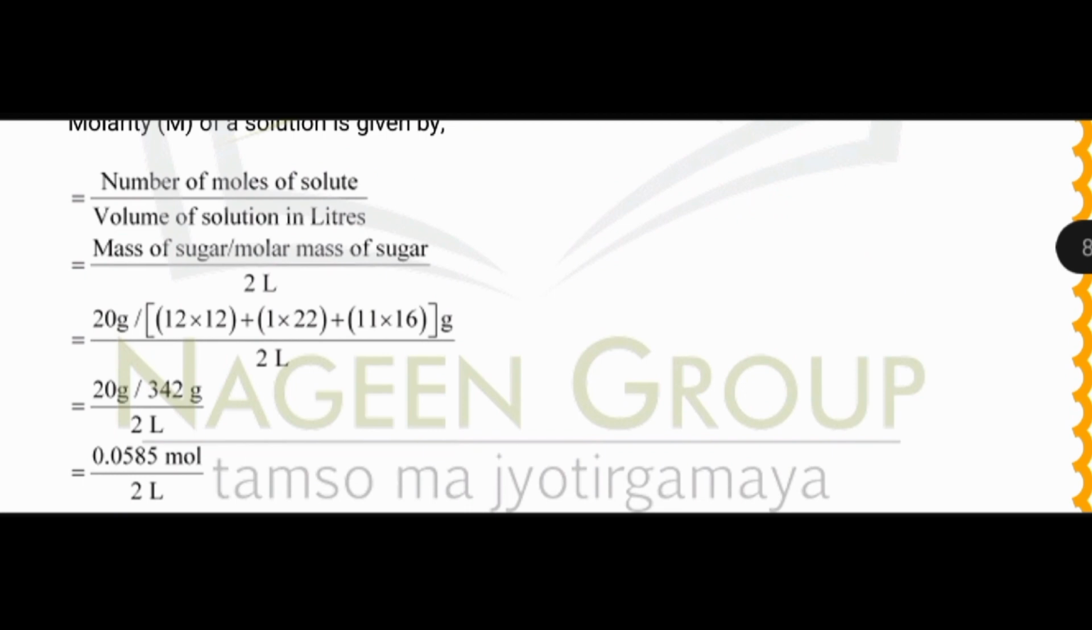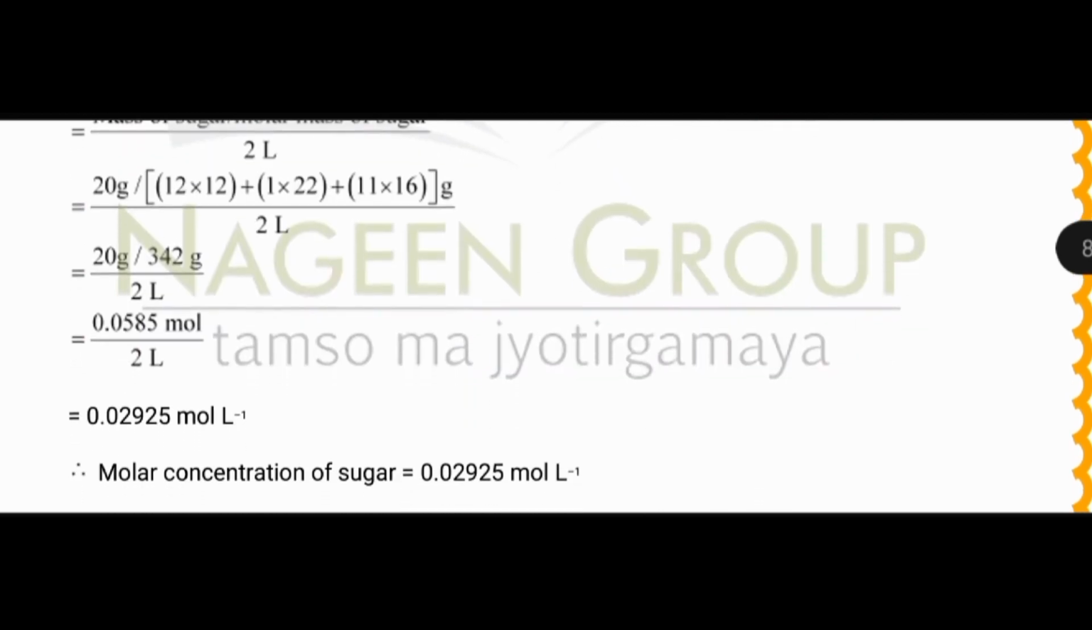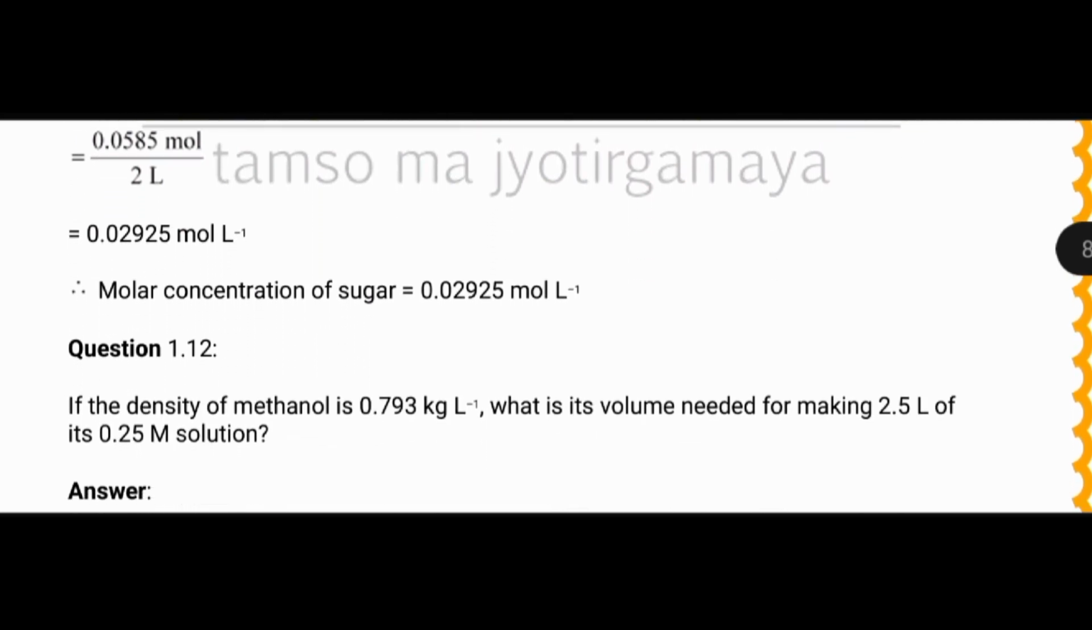So 20 divided by 342 divided by 2. Clear? That comes out to be 0.02925 moles per liter, or you can say 0.02. Clear? Moles per liter. Now the next question is the 12th question.